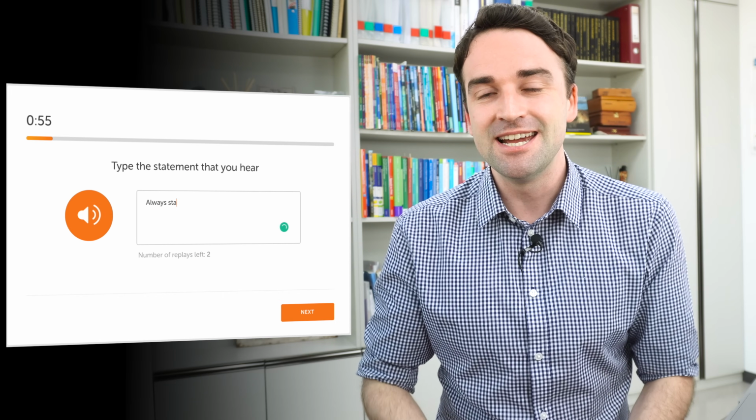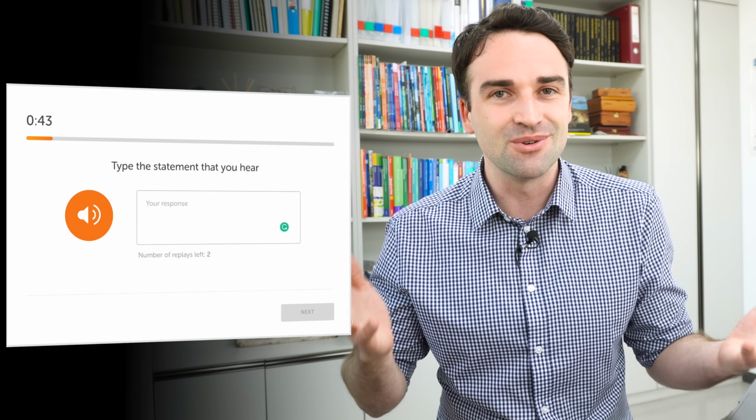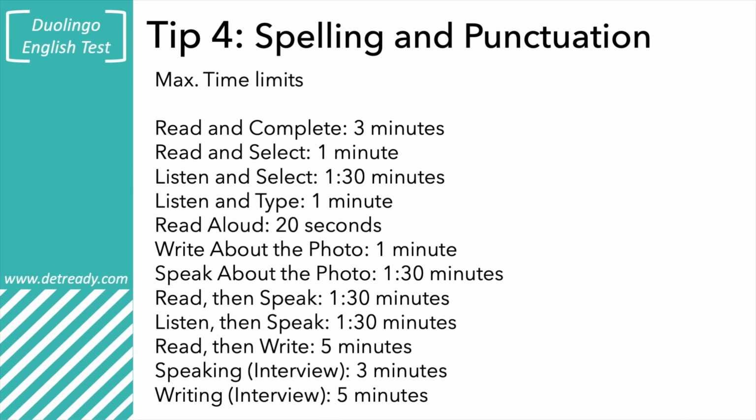Of course, when you take the real test, there is a timer in the top left-hand corner. But before you take the test, you should also know exactly how much time you have for each question type. That way you can prepare really effectively. So let me quickly show you this here. So here is the maximum time limit you get for each of the different question types. You should read this by yourself, and I kind of recommend that you memorize these so that there's no surprises when you take the real test.